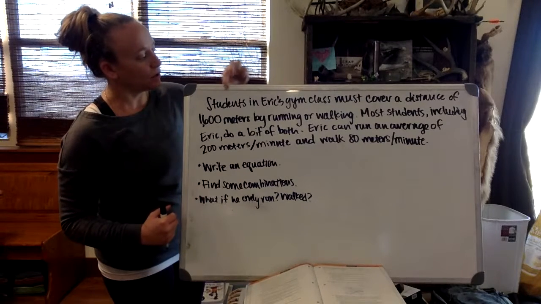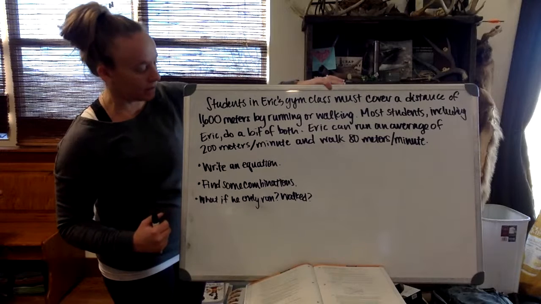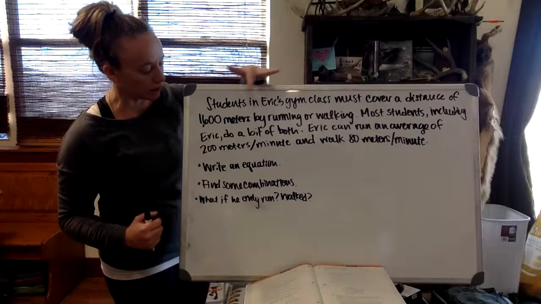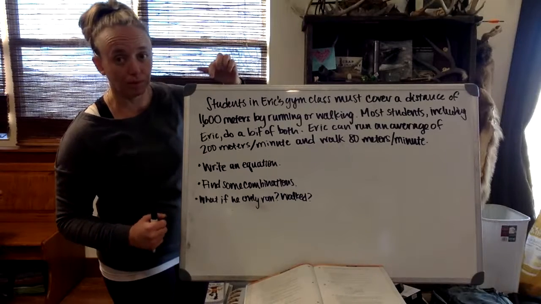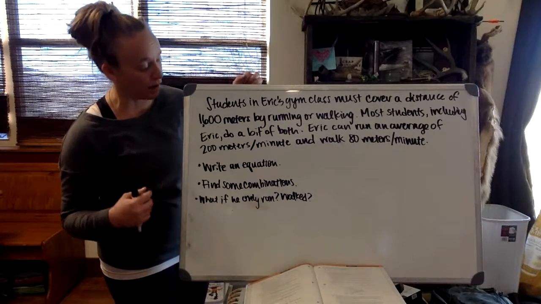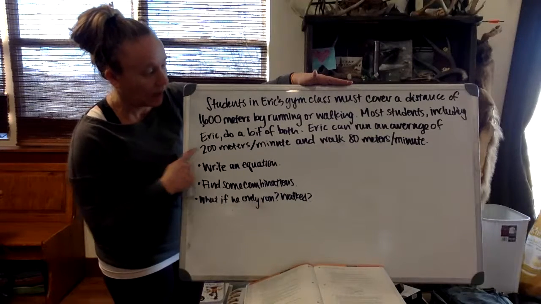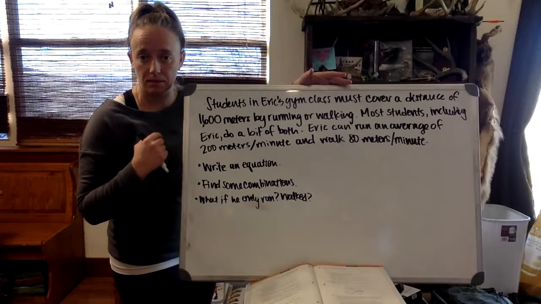questions. Students in Eric's gym class cover a distance of 1,600 meters by running or walking. Most students, including Eric, do a bit of both. Okay, so he's going to run and walk in there. Eric can run an average of 200 meters per minute and walk an average of 80 meters a minute.